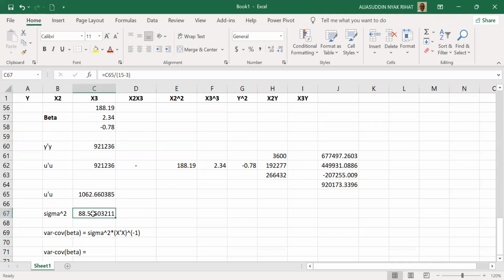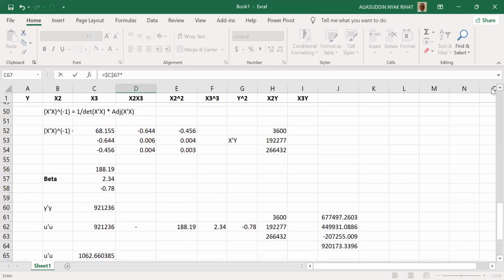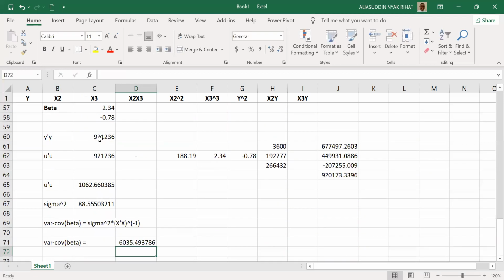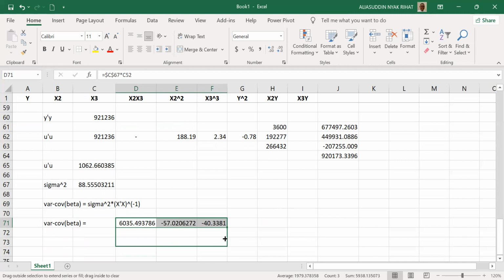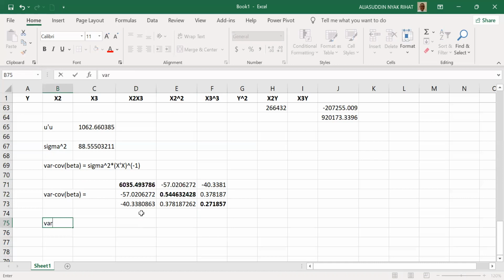Let me calculate. This is the same. We have to take this value, no need to change it. Then we multiply by x prime x inverse from here. This is the variance covariance of beta. Let me move it here. This is variance beta 1, this is variance beta 2, this is variance beta 3.